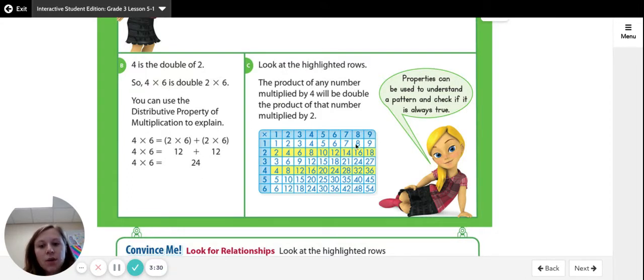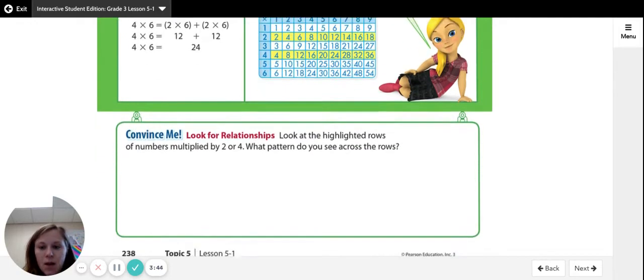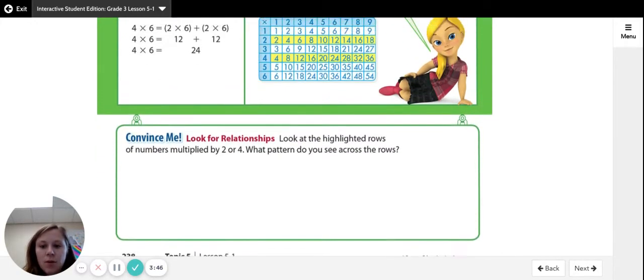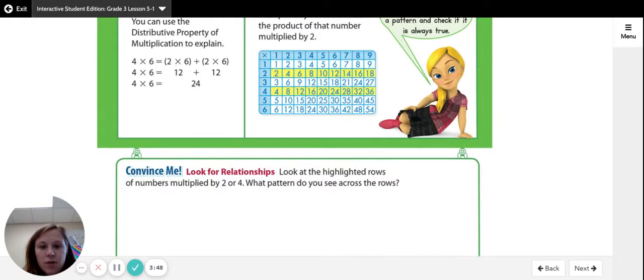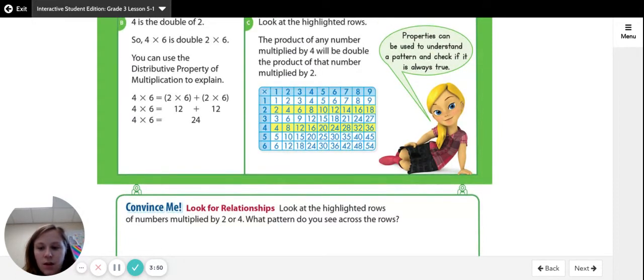Look at the highlighted rows. The product of any number multiplied by 4 will be double the product of that number multiplied by 2. So 2 times 1 is 2. 4 times 1 is 4. 2 times 2 is 4. 4 times 2 is 8, so we see that they are doubled. Look at the highlighted rows of numbers multiplied by 2 or 4. What pattern do you see across the rows?